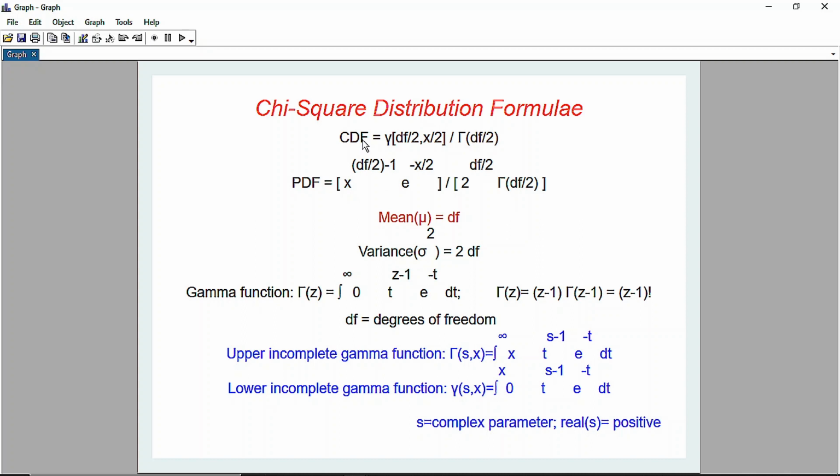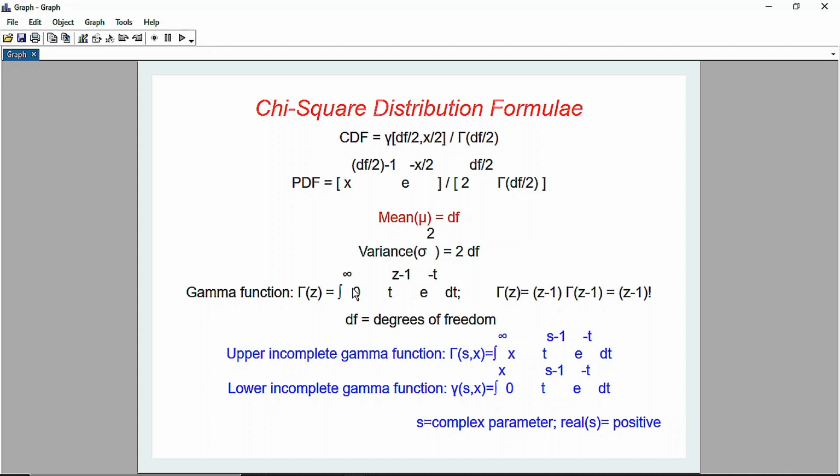Similarly, the CDF is calculated with the help of the lower incomplete gamma function for the parameters half the degrees of freedom and half the value of x, whole divided by gamma of half the degrees of freedom. Now the gamma function, we integrate it from 0 to infinity, of t to the power z minus 1 and e to the power minus t dt, and gamma z is equal to z minus 1 factorial. We have seen in our earlier example that gamma n is equal to n minus 1 factorial, which further is equal to z minus 1 times the gamma value of z minus 1.